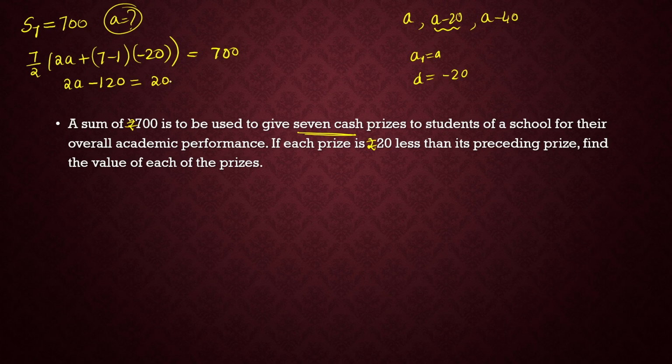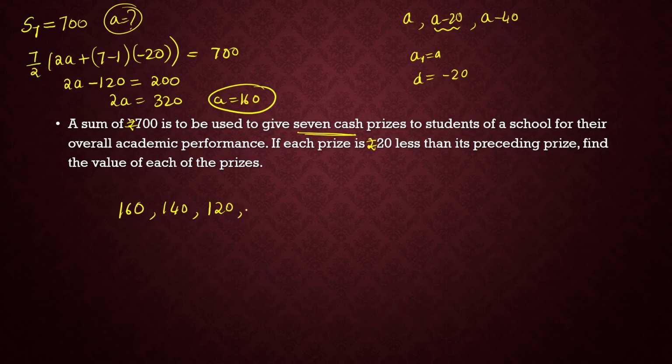So 2a is equal to 320, a is equal to 160. So for the topper, the cash prize is going to be 160. For the next person, it is going to be 140, then 120, then 100, then 80, 60. So this is for the first person, second, third, fourth, fifth, sixth, seventh. For the seventh one, it's going to be rupees 40.